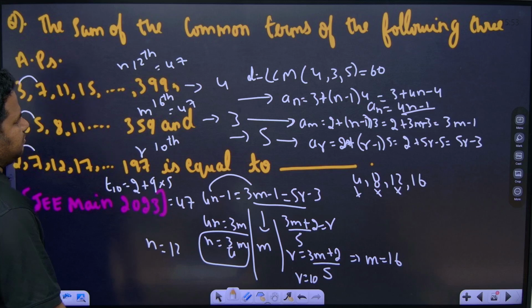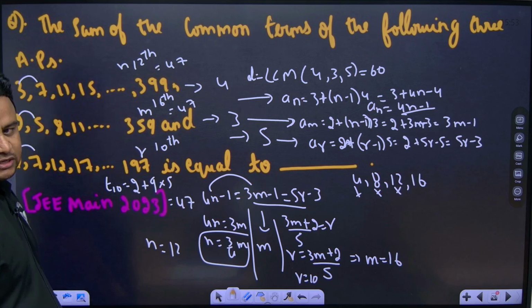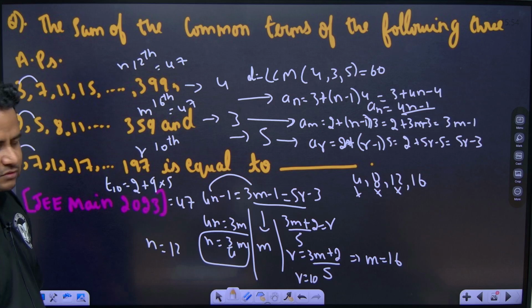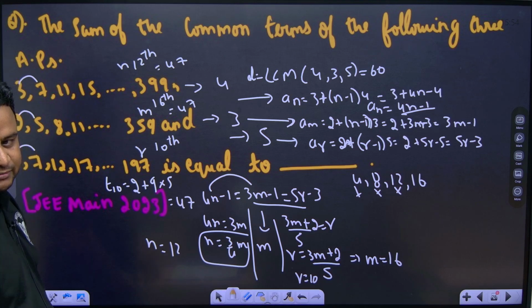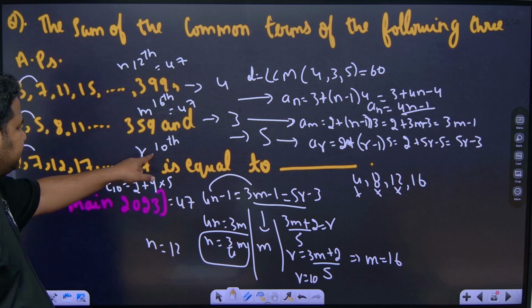So 47 plus 47 plus 47, that is what? 120 plus 40 into 3 is 120, 7 into 3 is 21, 141. Now suppose you want to find this 10th term.